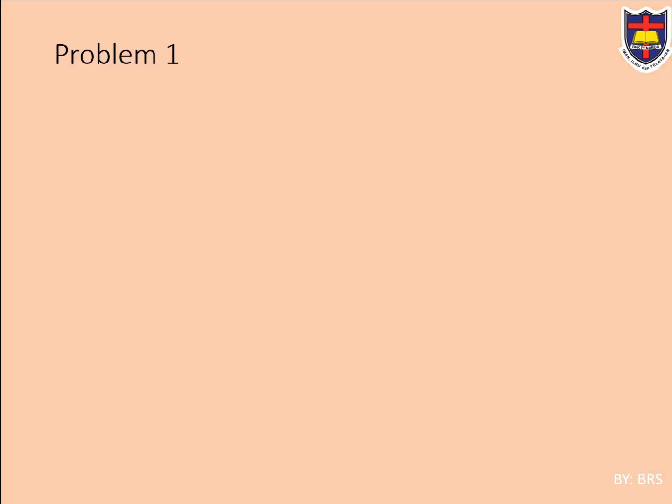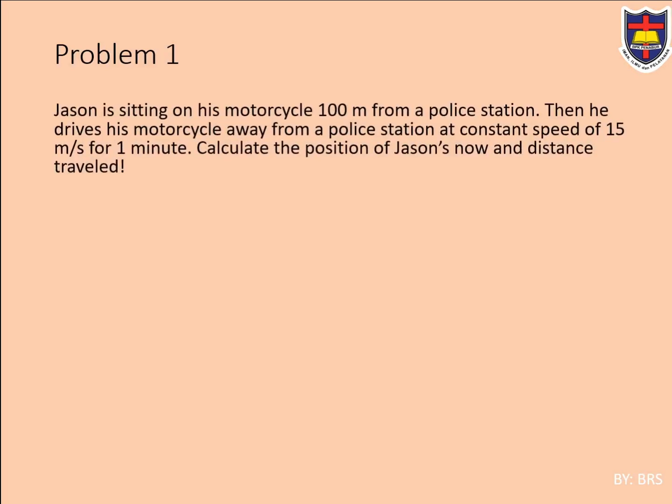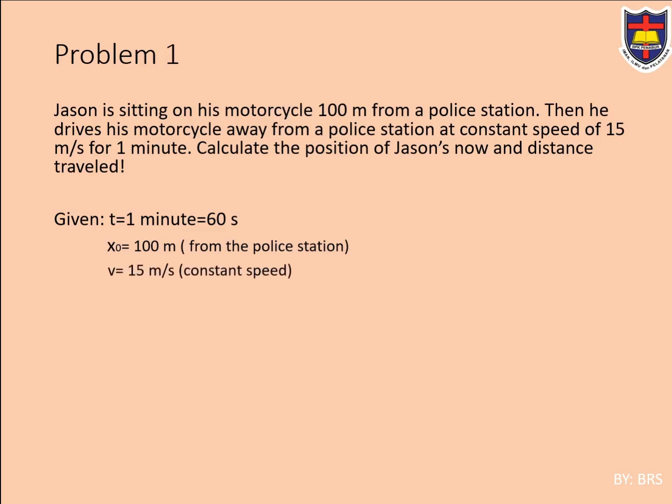Problem 1. Jason is sitting on his motorcycle 100 meters from a police station. Then he drives his motorcycle away from the police station at a constant speed of 15 meters per second for 1 minute. Calculate the position of Jason now and the distance traveled. Given t equals 1 minute or 60 seconds, x0 equals 100 meters from the police station, and v is 15 meters per second, a constant speed. A: xt or final position. B: d, distance traveled.